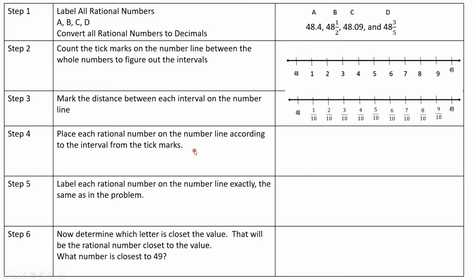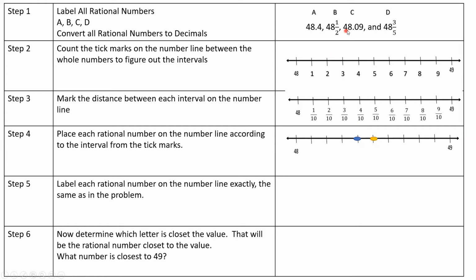Now, let's place each rational number on the number line according to the intervals. Okay, so for A, I have 48 4/10. So I'm going to go over 1, 2, 3, 4. I am at 4/10, and I'm going to place a dot or a point at 4/10. Now I'm going to go to B. B is 48 1/2. We know that 1/2 is also represented as 5/10, and I'm going to place a point for B.